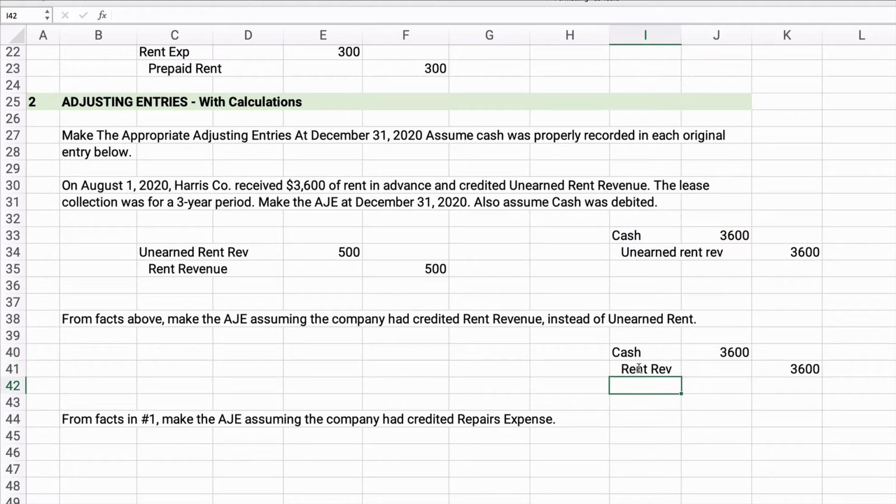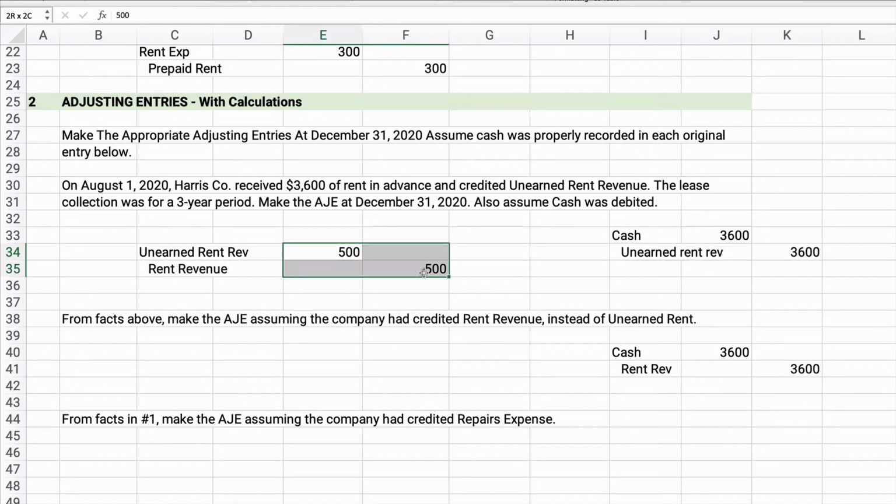If it's rent revenue, now let's think about what we know. We've received $3,600. We received this right here, $3,600. We're the company that owns the asset that is leasing it out to somebody. They're paying us $3,600 over 3 years, or $100 a month. And so we recognize, hey, we haven't earned this yet. That's $3,600 in unearned rent revenue.